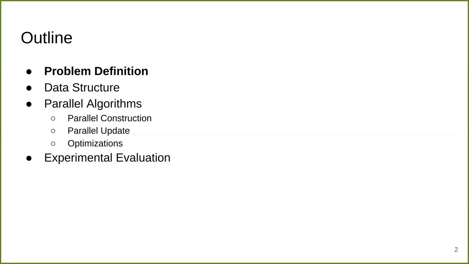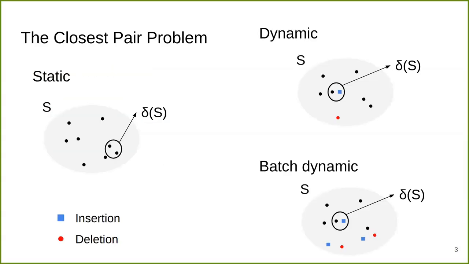This is the outline of the talk. First, problem definition, then data structure, after that, our parallel algorithms, and in the end, experimental evaluations. Let me first define the problem.